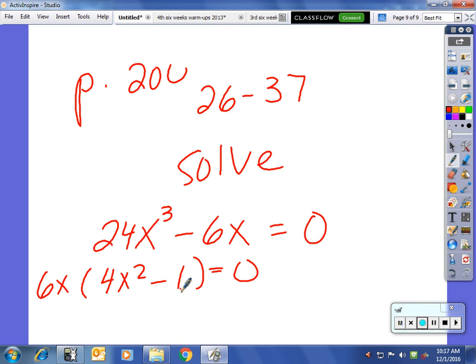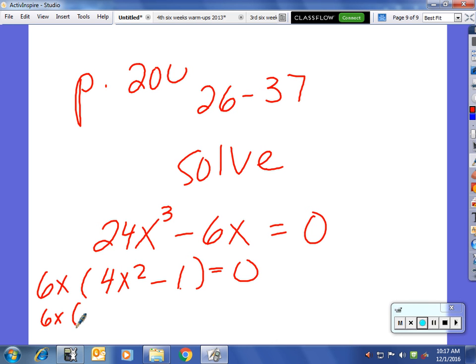This is a perfect square. This is a perfect square. You don't have to guess and check. You don't have to do that whole process. You take the square root of each one of these. One's a plus and one's a minus.